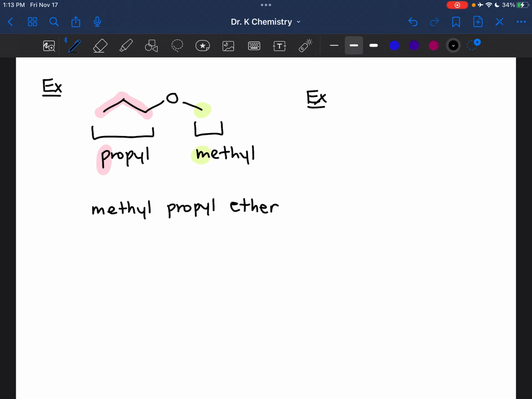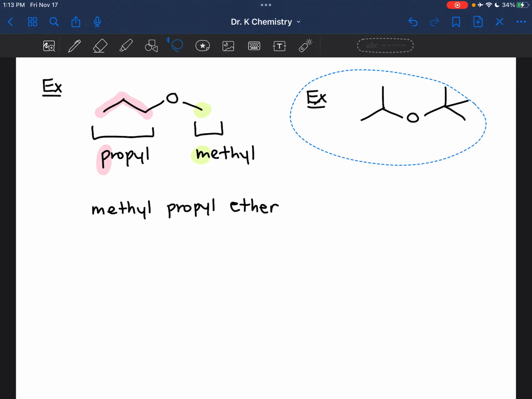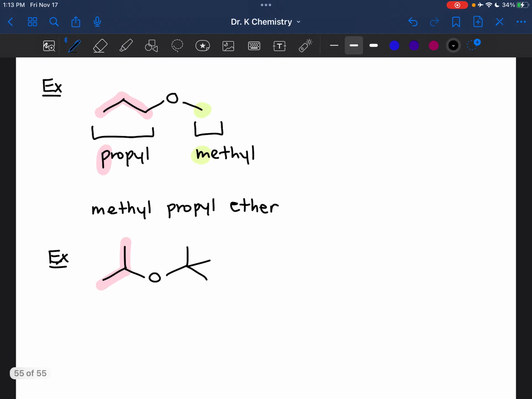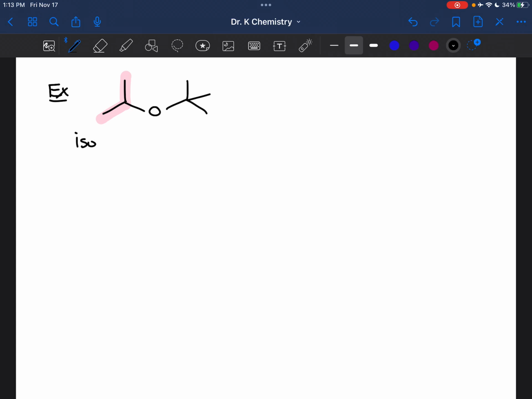All right, let's try a slightly more challenging one. Okay, so this one's a little bit tricky because you need to be able to identify the substituents, but it's not too bad. Okay, the one on the left has 3 carbons. But notice it's not just a regular propyl, because in propyl, we saw that they were connected in a 1, 2, 3 pattern. This one is what we call isopropyl. It's attached through that middle carbon. The one on the right has 4 carbons, so it'll be some form of butyl. And note that this is a tertiary carbon, so we call this one tert-butyl.